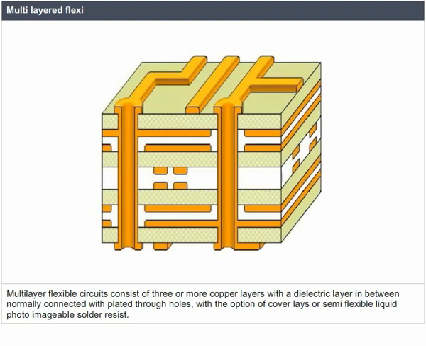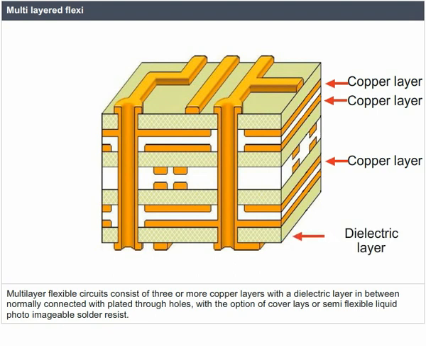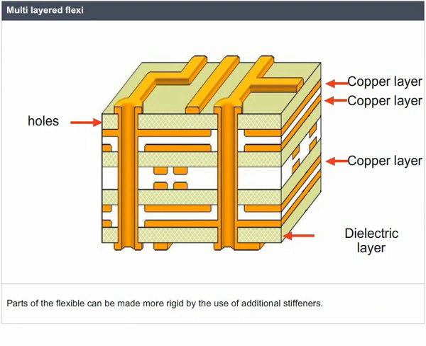Multi-layered flexi. Multi-layer flexible circuits consist of three or more copper layers with a dielectric layer in between, normally connected with plated through holes, with the option of cover layers or semi-flexible liquid photo-imageable solder resist. Parts of the flexible can be made more rigid by the use of additional stiffeners.